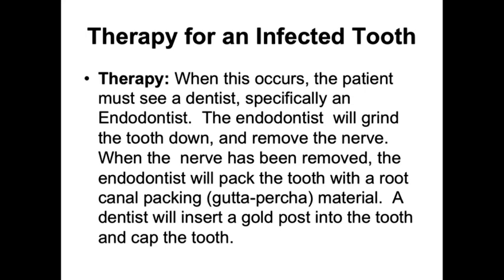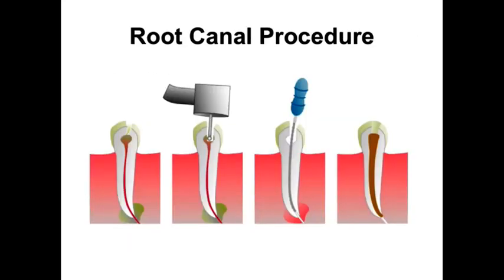So they'll have to see a special dentist, an endodontist. They'll grind down the tooth. They'll remove the nerve. And once the nerve has been removed, then the tooth is dead. And they can pack the tooth with a packing material called gutta percha. And then they can insert a post, typically a gold post, in the tooth, and then they will cap off the tooth.